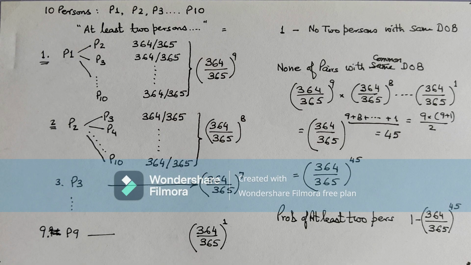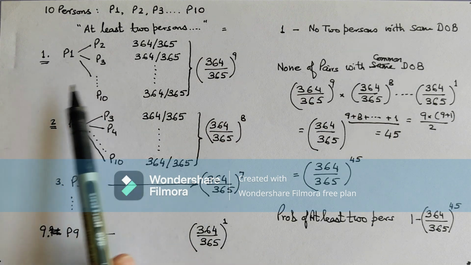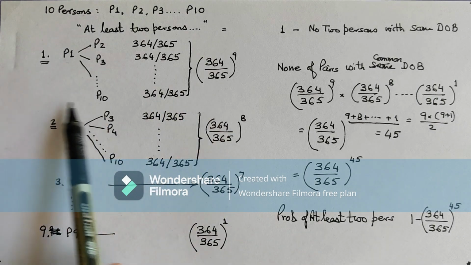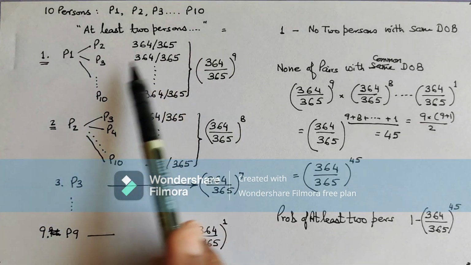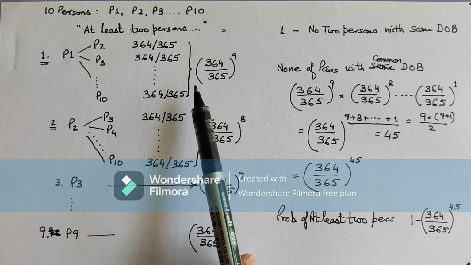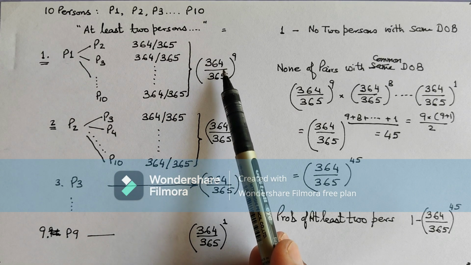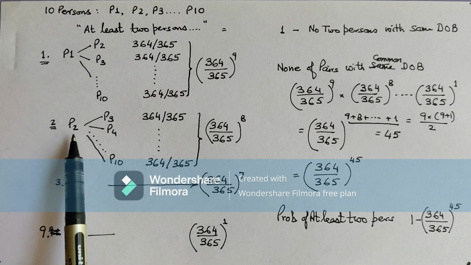Let us revisit the logic again. Take the first person, let's call him P1. He will have the same logic. This first step, I see no problem with this logic. So the first person not sharing a date of birth with any of the remaining persons, the probability is 364 by 365 to the power 9. Now we come to the second person.